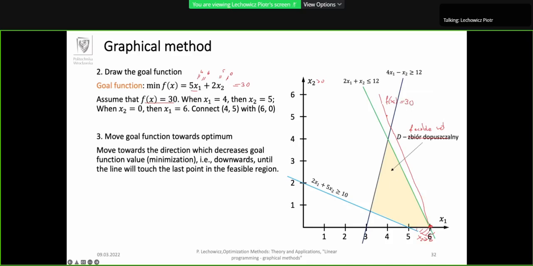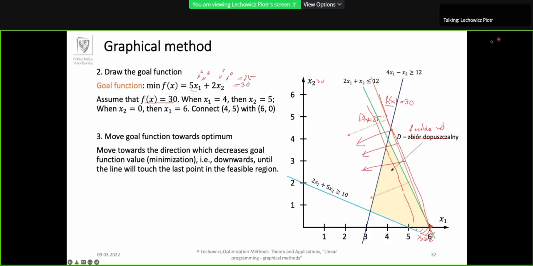So it actually has 1 point which is in this feasible set, and we want to find a minimum of this function. So if we compute for another value, for example, for 25, we probably will have another line somewhere here which is parallel to this one, where f of x is equal to 25, and so on. So we are moving the goal function towards the optimum. So we are moving it in that direction until the line will touch the last point in the feasible region. So this will be this point here, obviously.